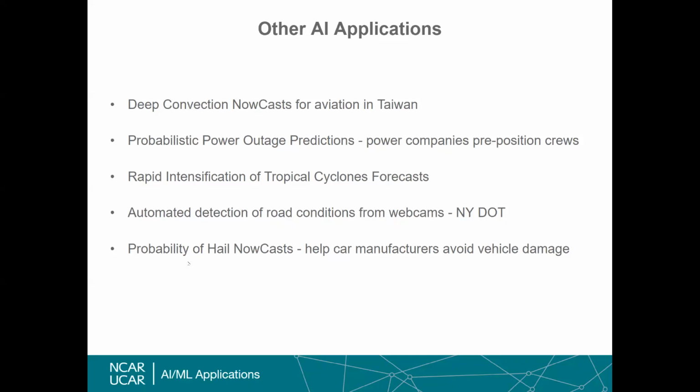And then a probability of hail nowcasts. This is currently being used in Oklahoma and Texas to help car manufacturers avoid vehicle damage, so they can kind of cover their vehicles before they get hit by those big hailstones that you get out there.